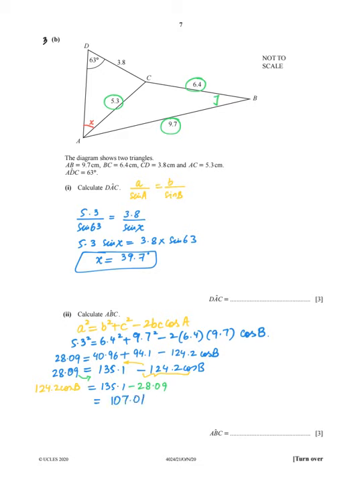Then we need to subtract 135.1 minus 28.09, it is 107.01, and 124.2 on the left side is multiplying. When you shift it to the right side, it will be divided by 124.2, and on the left side we have cos B here. After the inverse of cos you will get angle B, and that equals 30.5 degrees. That is your answer.